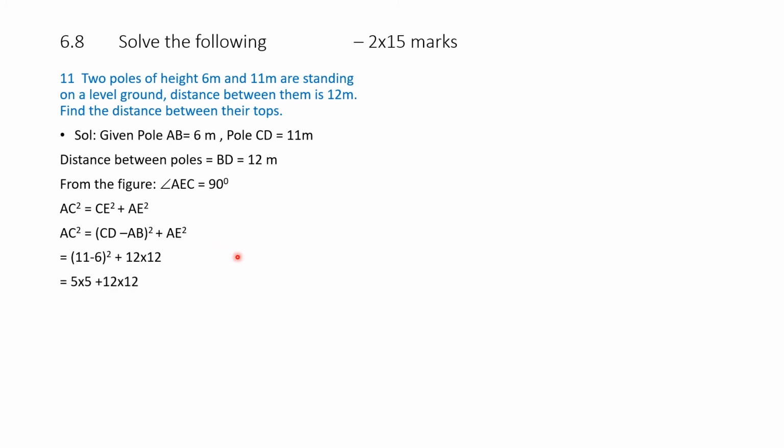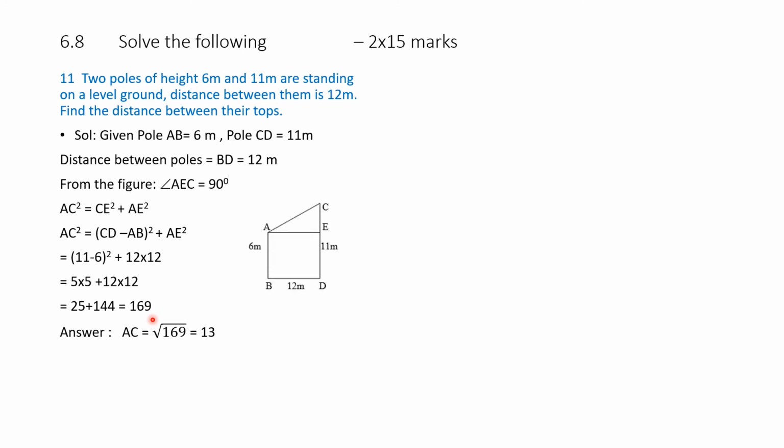Therefore, CD is 11. It is given CD is 11 and AB is 6. Therefore, (11 minus 6) whole square plus 12 square, that is 12 into 12. That 11 minus 6 is 5. That is 5 square, 5 into 5, plus 12 into 12 is 144. Therefore, 25 plus 144 is 169.